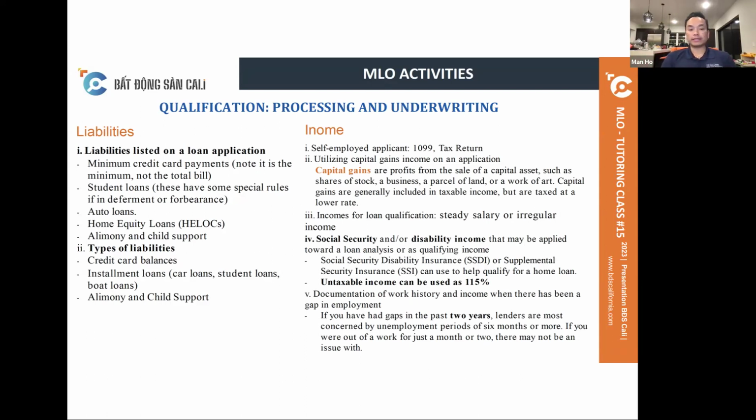So in the test, if someone says, what are the liabilities? What are the types of liability? They give you a list of them: credit card balance, installment loan, alimony and child support, or D, all of the above. If you pick one of the three, you're going to get the wrong answer. You have to pick D, all of the above. So you need to be careful when you read the question.